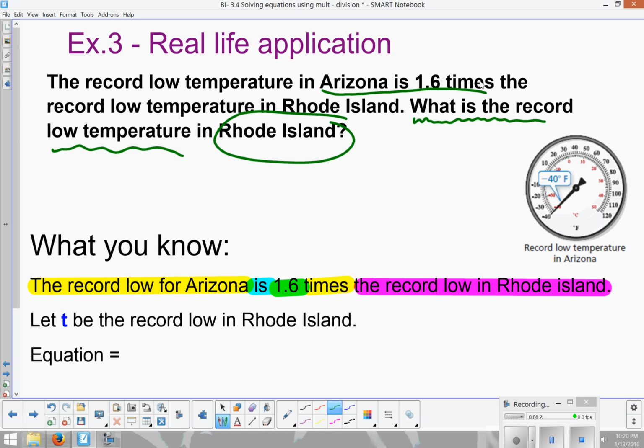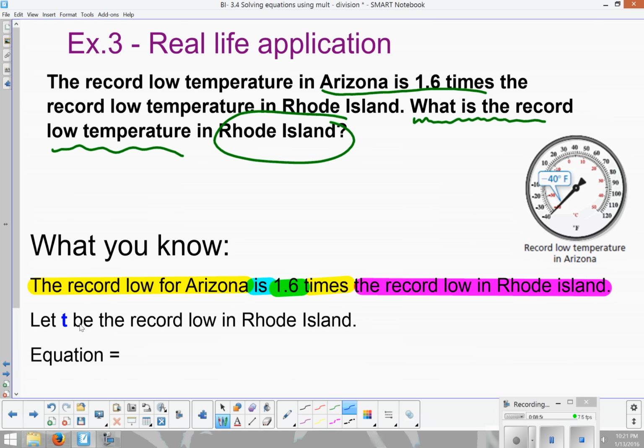So what I'm going to do is write down what I know. So I wrote down the information that they gave me above. The record low for Arizona is 1.6 times the record low in Rhode Island. So now that I know that, I went ahead and highlighted the information so that it will help me to set up my equation. You might not see this, but this is actually the equation already. So we're going to take the information in the sentence and write the equation.